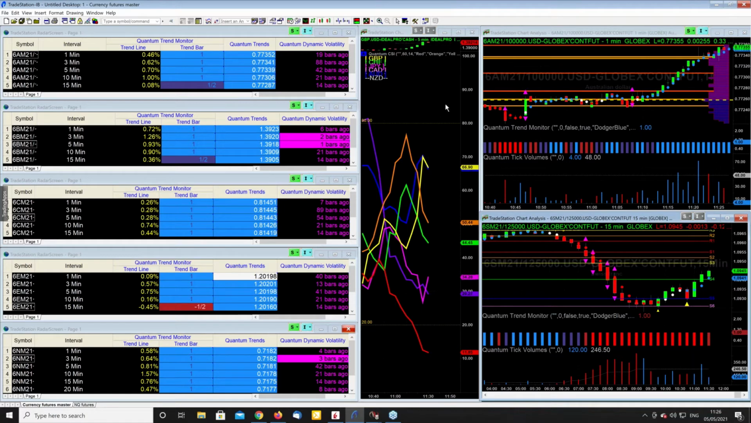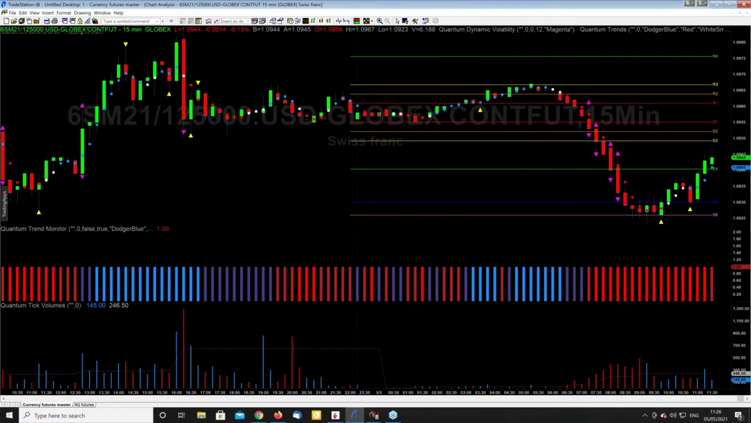What I've got set up here are all the currency futures. I've got the 6A, the 6B, the 6C, the 6E and the 6N. So it's basically Aussie dollar, pound dollar. This is CAD dollar, not dollar CAD. This is euro dollar, and this is New Zealand dollar. But down on the bottom right here, let's move that out of the way again, this is the Swiss dollar, not the dollar Swiss.